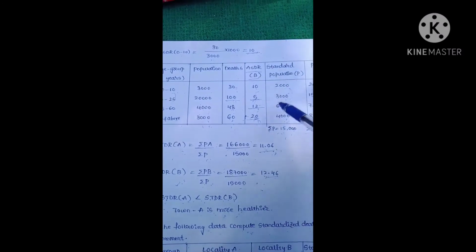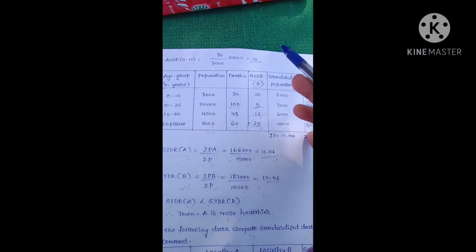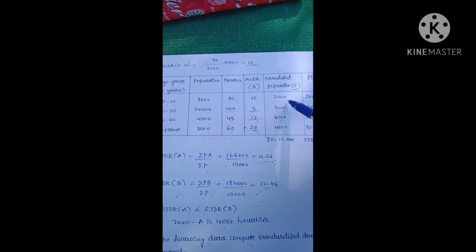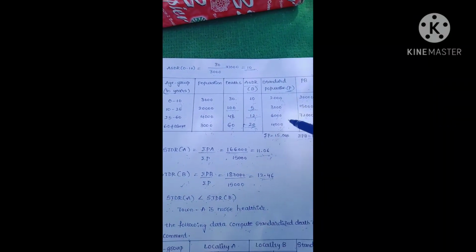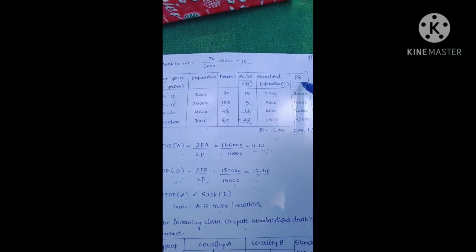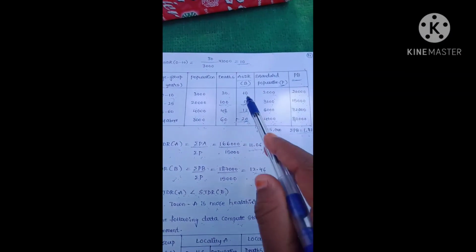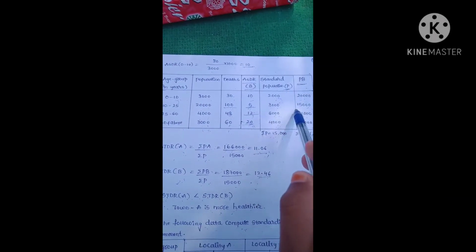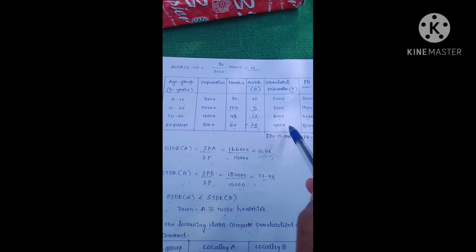Next, standard population. Standard population is symbolically defined as P. Already we have written it in town A. Those values we have to write here also. What are the standard population values? 2000, 3000, 6000, 4000. Next, calculate P into B. Already we know P means the standard population, and B means ASTR B. Multiply these two terms. It means here 10 into 2000, 20,000; 5 into 3000, 15,000; 12 into 6,000, 72,000; 20 into 4,000, 80,000.